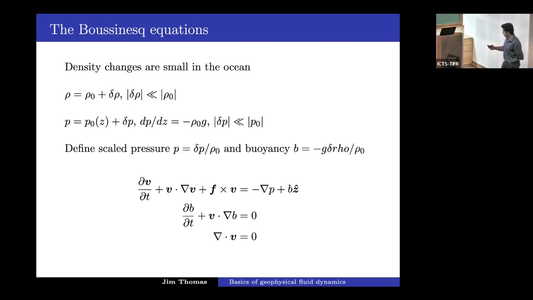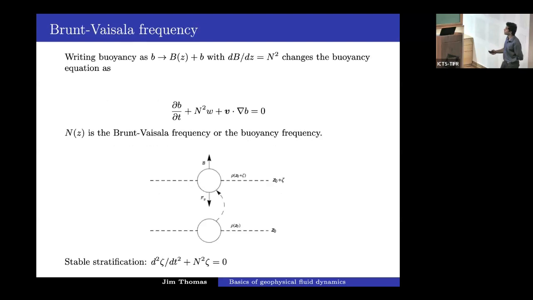And now we can do one more simplification to the Boussinesq equations, which is again popular. If you write the buoyancy expression that we had before as a part that depends only on z, the vertical direction, and a small perturbation, you can write that. When I differentiate this with respect to z, and define dB by dz, the vertical rate of change of buoyancy, I'm writing it as N squared.